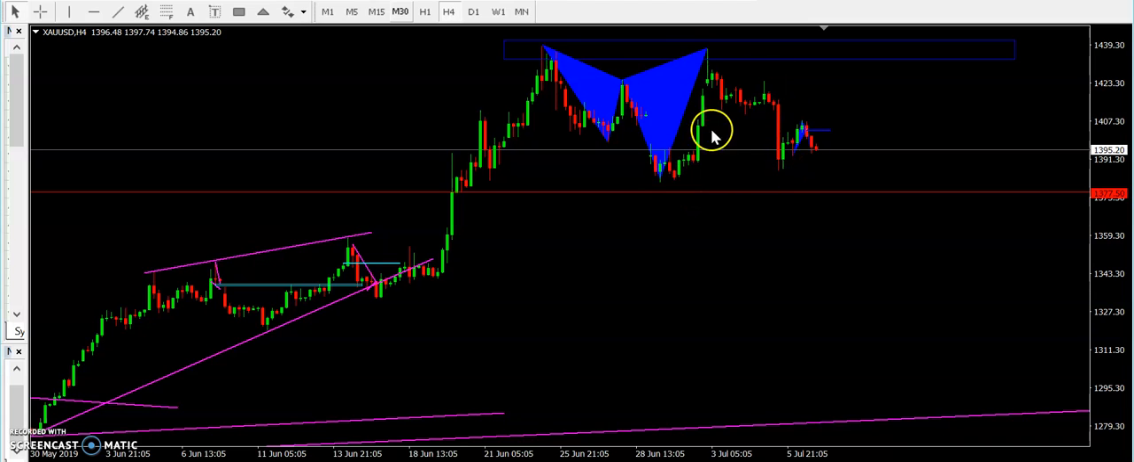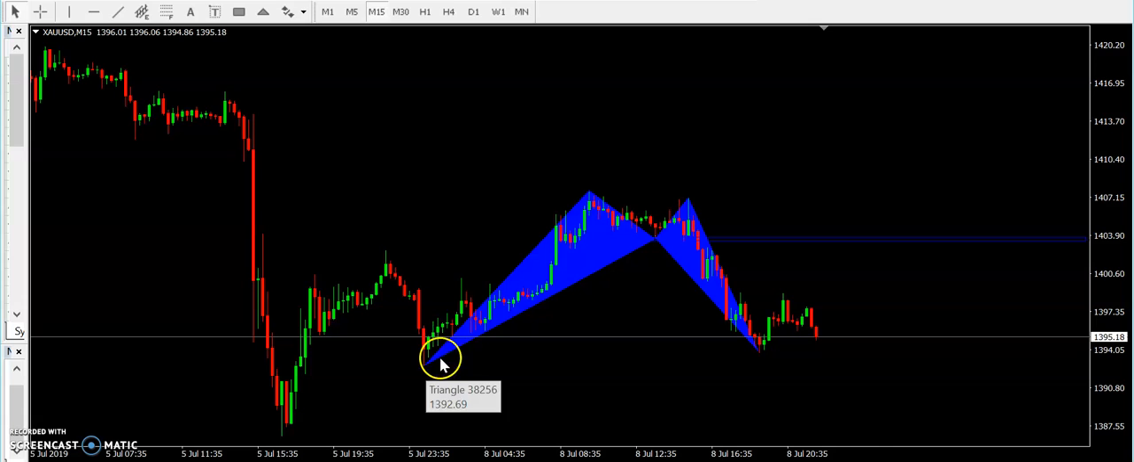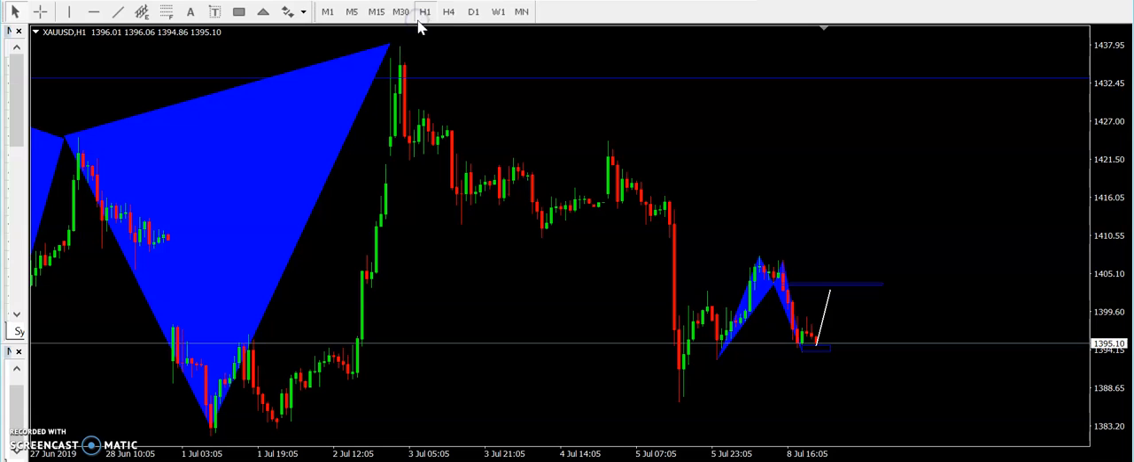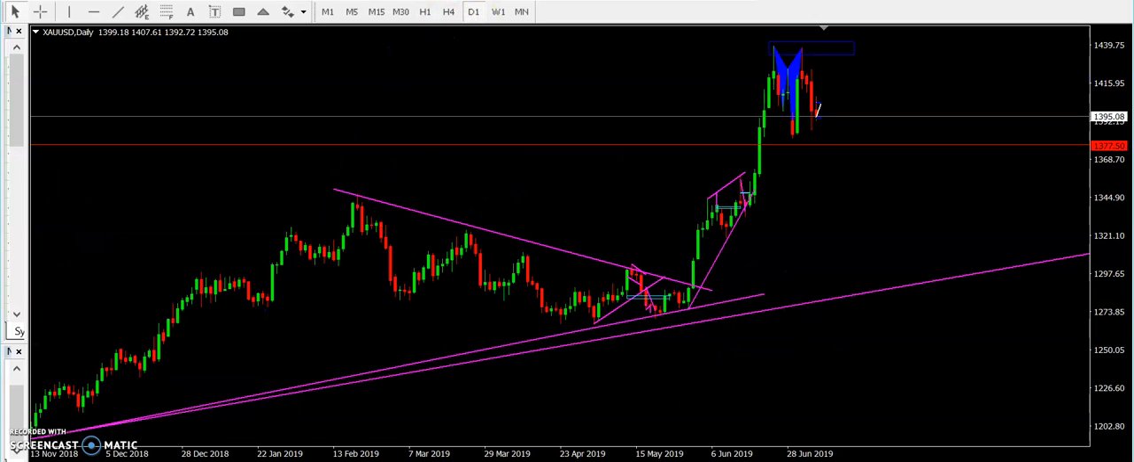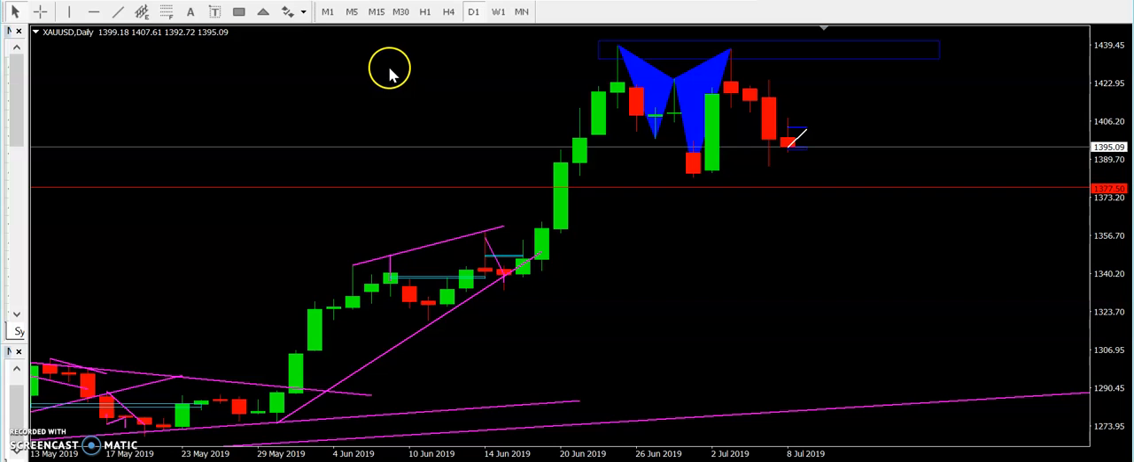D leg drop. X, A, B, C, D, and then rise. And at this point, it could be a retrace. We could see more of a W pattern, as long as it confirms the right way, and then I would see that rising. But overall, because there's a bigger pattern, I would confirm that as a longer term drop.